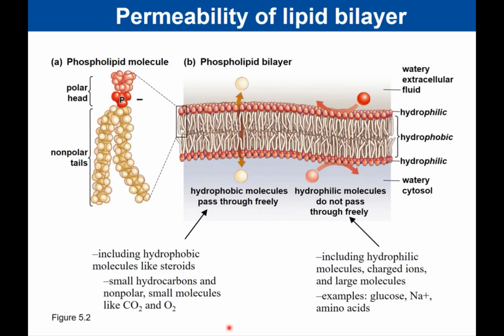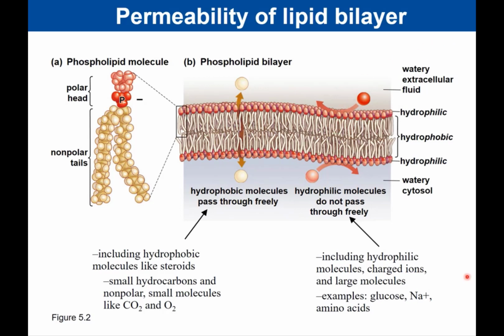And so small hydrocarbons can cross the membrane on their own, as well as non-polar small molecules like carbon dioxide and oxygen. Because again, if they're non-polar, they're also going to be hydrophobic, which will allow them to get through this hydrophobic core of the cell membrane. The things that cannot cross are things that are hydrophilic, and that's because hydrophilic molecules cannot interact with this hydrophobic core. So think of hydrophilic like water can't interact with oil, which is like this hydrophobic part.